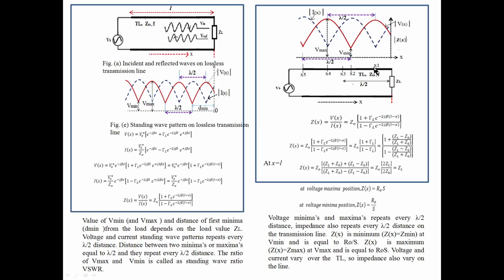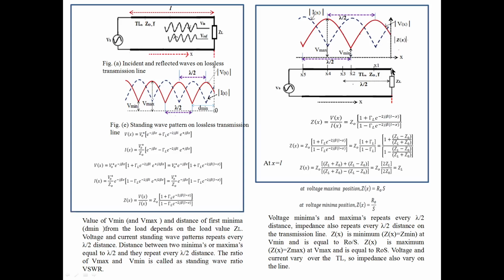So what is the minimum value and the maximum value of impedance over a transmission line? Also, the impedance repeats every lambda by 2 distance. If you are at a particular distance from the load point, what is the impedance? Or what is the impedance at a maxima position, and at what distance is that maxima from the load? This is the voltage variation.